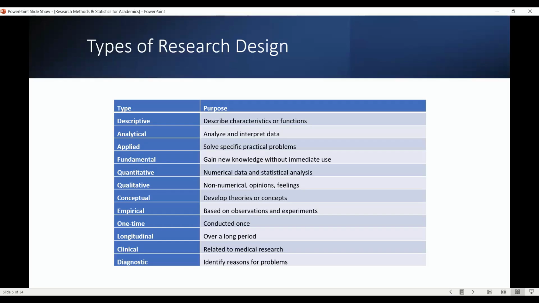Say, for example, taking a census, and clinical research, something that is experimented in a particular clinic, and diagnostic research. Say, for example, if there is some problem, this is also medical-based research, where what could be the reason for a particular problem will be seen and diagnosed. So these are the different types of research.